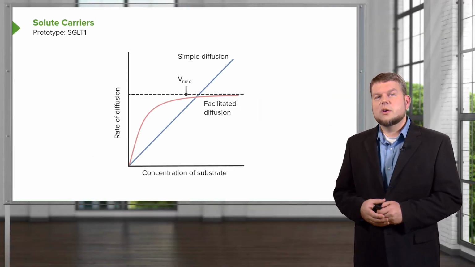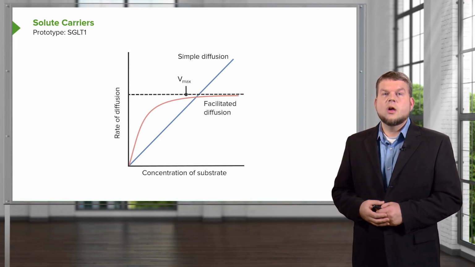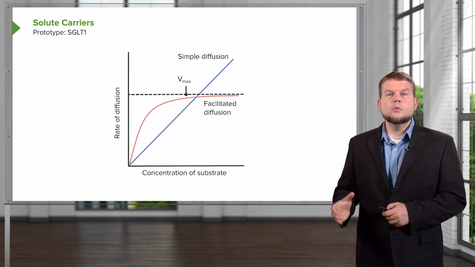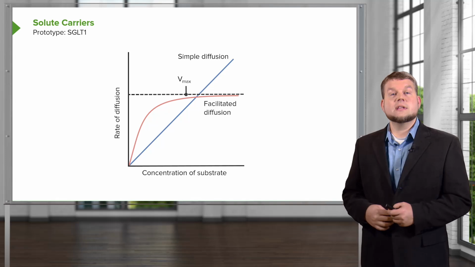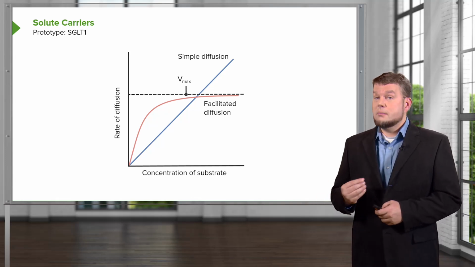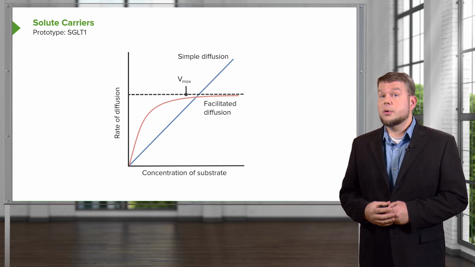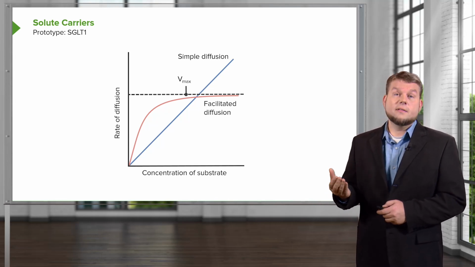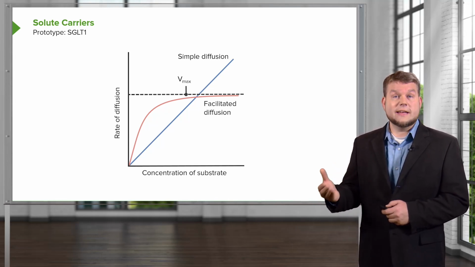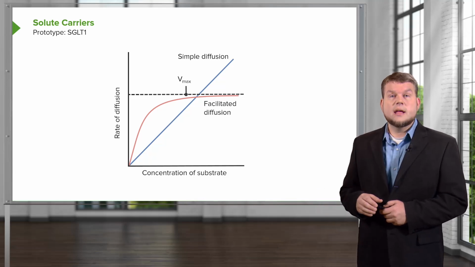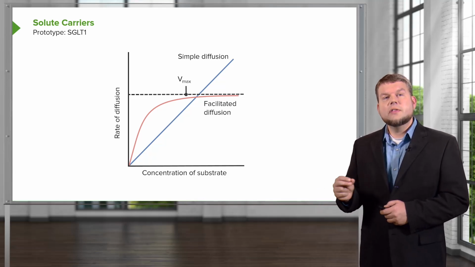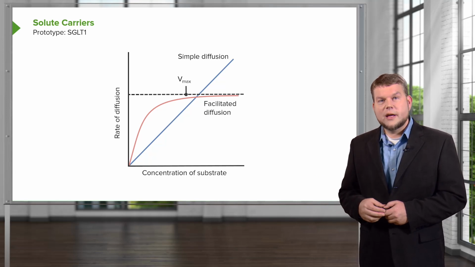So why have a solute carrier in the first place? Why not use simple diffusion to move a molecule through the cell membrane? Well, first it might not be able to make it through the cell membrane if it doesn't have enough of a nonpolar or lipophilic nature. So that's one reason. The second is you can move things through faster with a solute carrier than you can with simple diffusion.